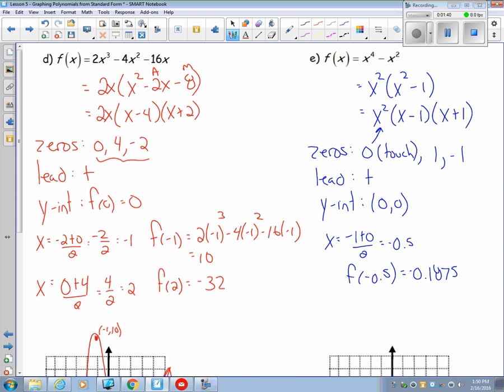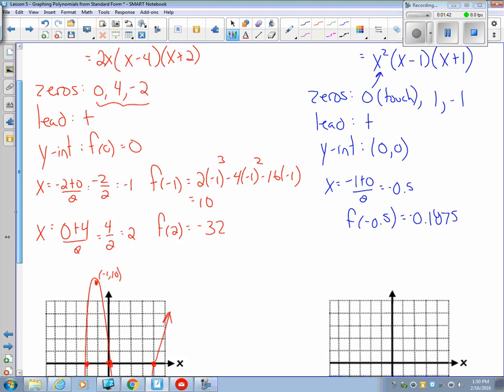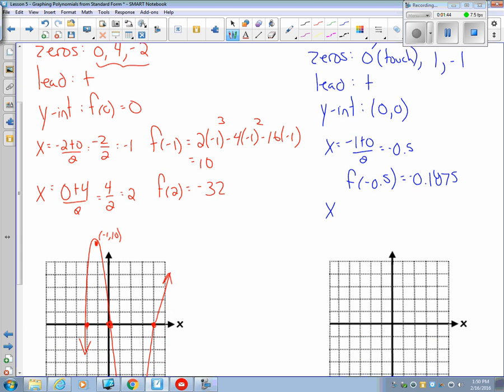If I try the next two smallest zeros, that'd be 0 and positive 1 this time. I get 0.5. F at 0.5 equals, put in for both of the x's, and this time I end up with negative 0.1875. Hey, I got the same number twice. That can happen. Nothing wrong with that.